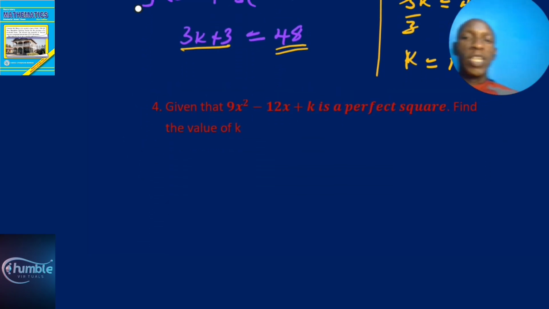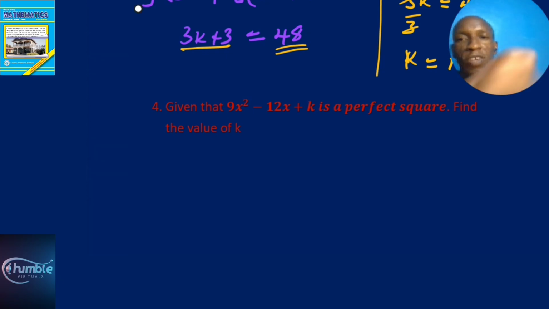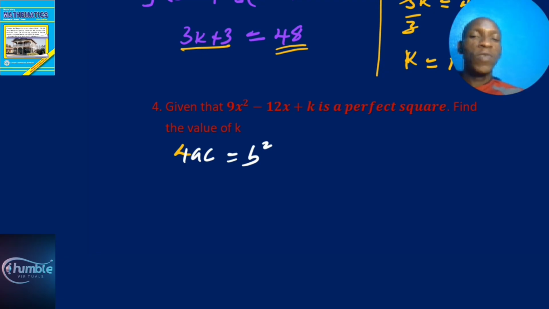The next question. Given that 9x squared minus 12x plus k is a perfect square, find the value of k. So in this case, again, recall the rule for perfect squares. The rule is 4ac is equal to b squared. So in this case, you need to understand what we have and what we lack. 9 is a, b is negative 12, and c is k. So we are not having c. So just replace in the formula whatever you have and find what is lacking.